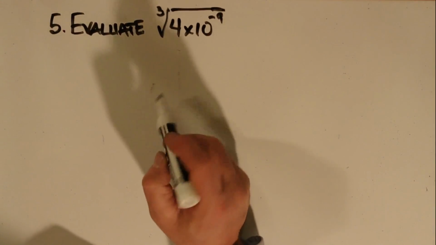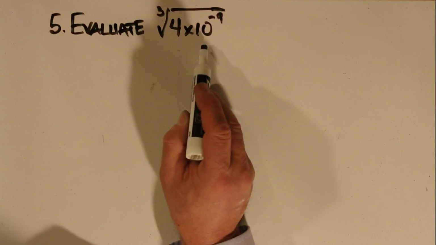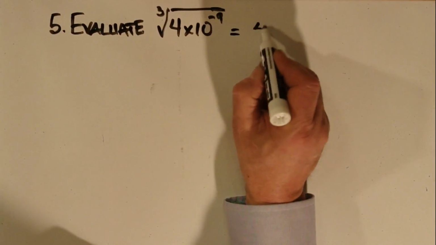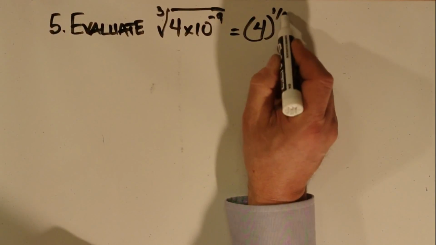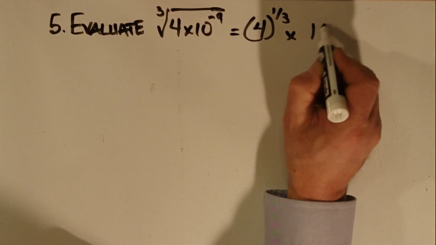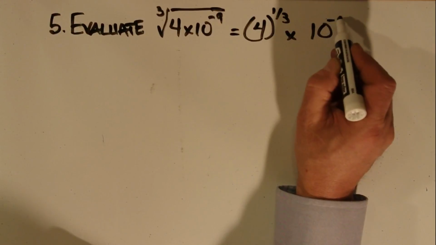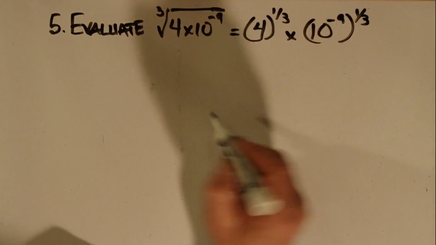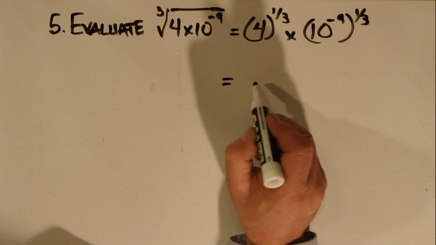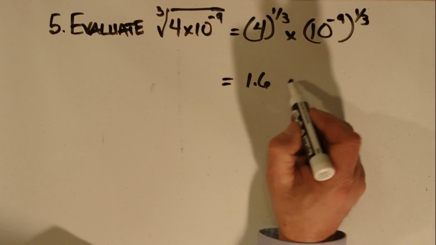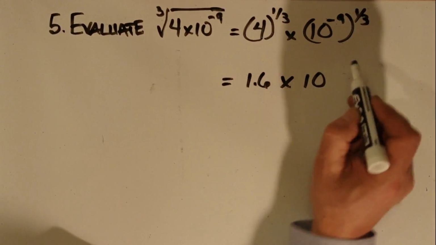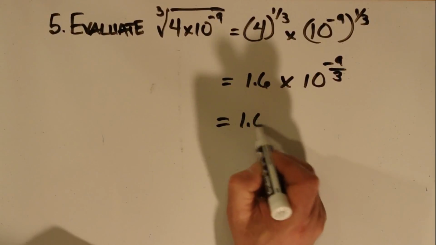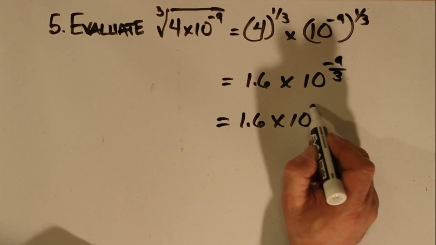Our last problem, we're asked to evaluate or come up with a numerical value for the cube root of 4 times 10 to the minus 9th. Again, we'll bring the power inside the expression, and we'll get 4 to the 1/3 power times 10 to the minus 9th to the 1/3 power. 4 to the 1/3 power is roughly 1.6. And then our power of 10 is 10 to the minus 9 divided by 3, 9 times 1/3. And that's equal to 1.6 times 10 to the minus 3.